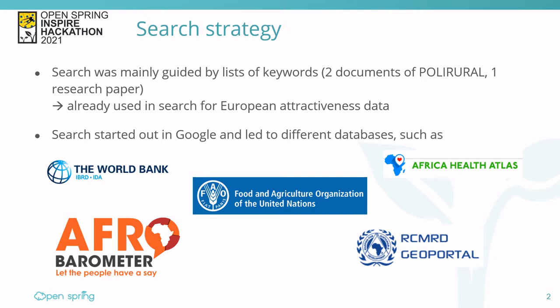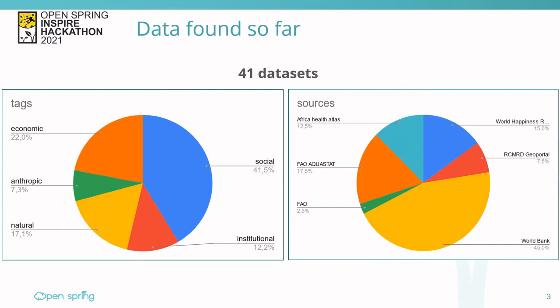So we used these keywords to build search strings, which we put into Google, and then we found some more specific databases, which we then searched in detail. And you can see these databases here, most of them at least. So for example, the World Bank. And with that, we found so far 41 data sets.